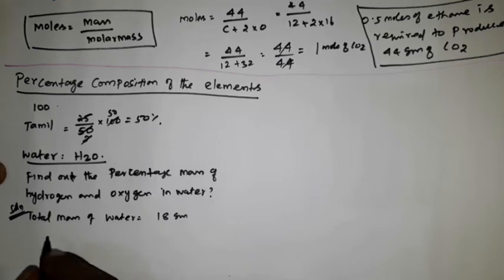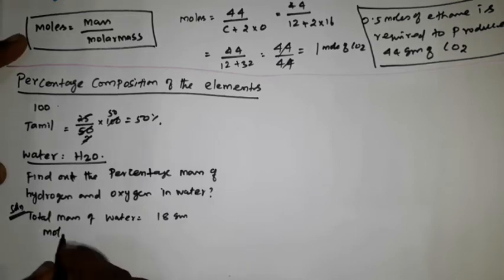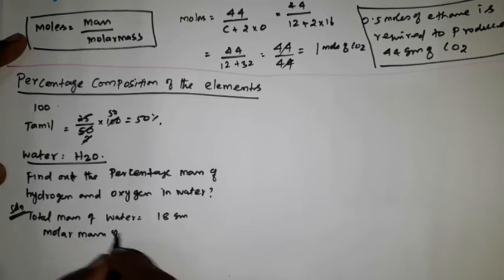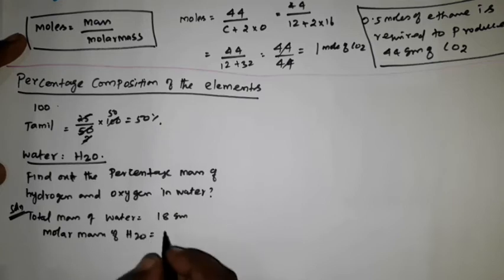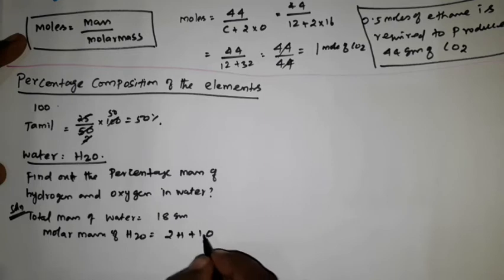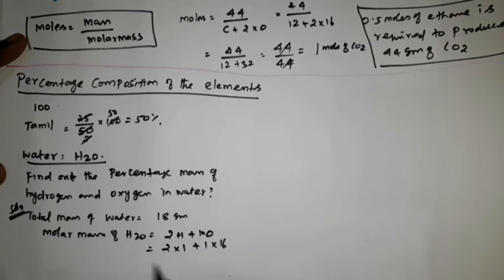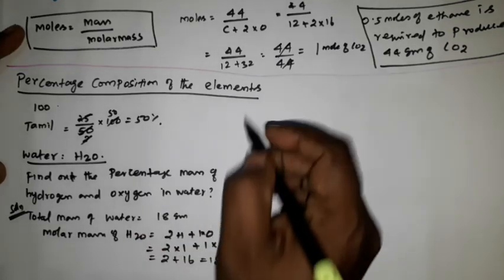How 18 gram? See, the molar mass. First find out the molar mass of any given substance. Molar mass of H2O equal 2 hydrogen plus 1 oxygen. Clear? Now 2 into 1 plus 1 into 16. How much will it come? 2 plus 16 equal to 18. Clear? So this is the mass of water.